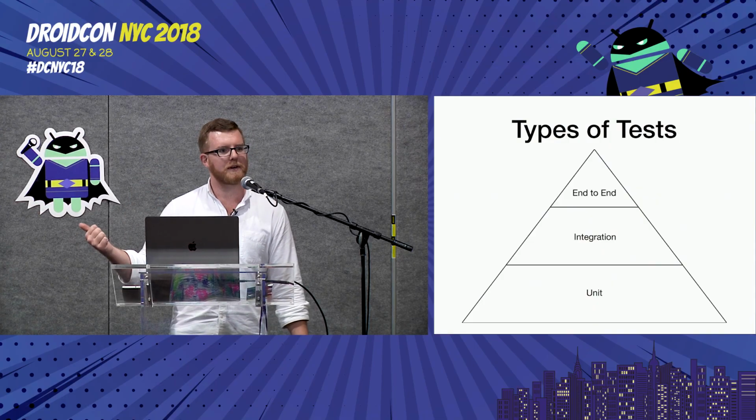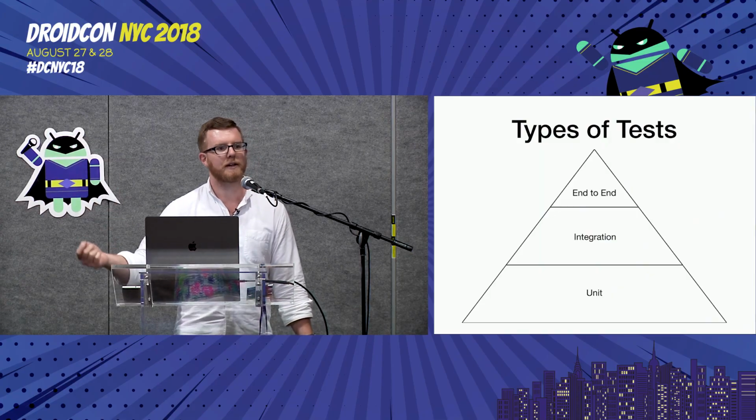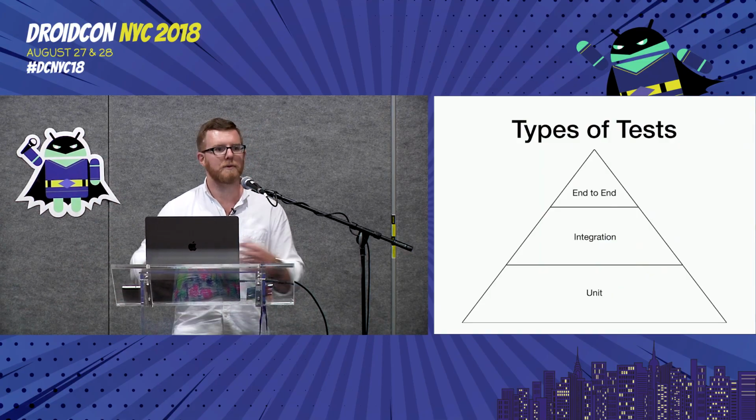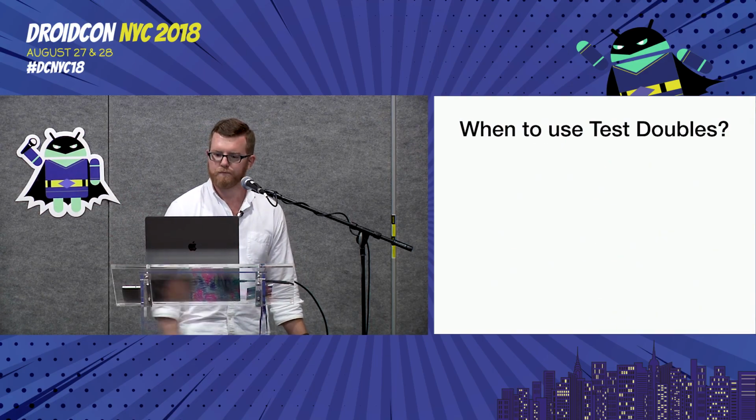Now, it's a pyramid here because the end-to-end test up at the top is smaller, meaning you're typically going to have fewer end-to-end tests than unit tests. So typically you'll focus more on the bottom. The ones at the top are a nice to have.